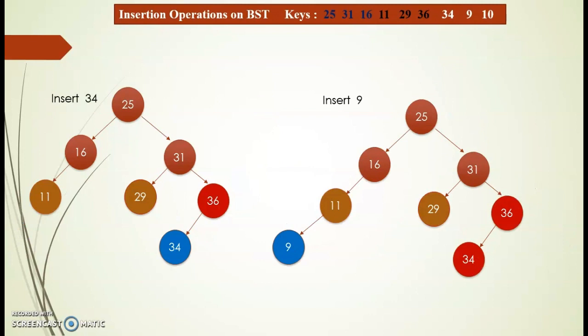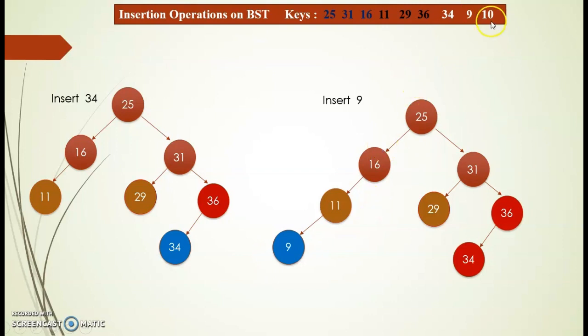And next we wanted to insert 34. 34 is greater than 25, so the search starts from the root node. It's greater than 31 also, but when it comes down, it is lesser than 36, so we just place it to the left of 36. And finally, we wanted to insert 9 and 10 afterwards. 9 is lesser than 25, lesser than 16, lesser than 11, so it falls to the left of 11.